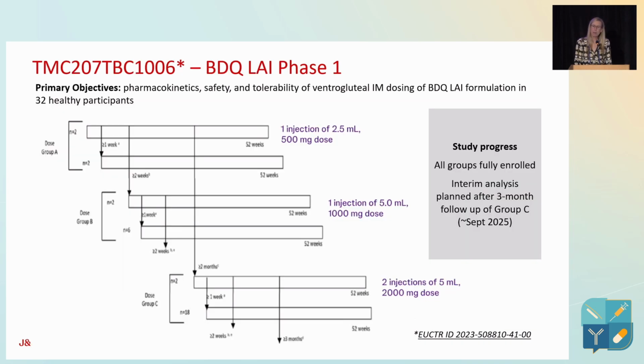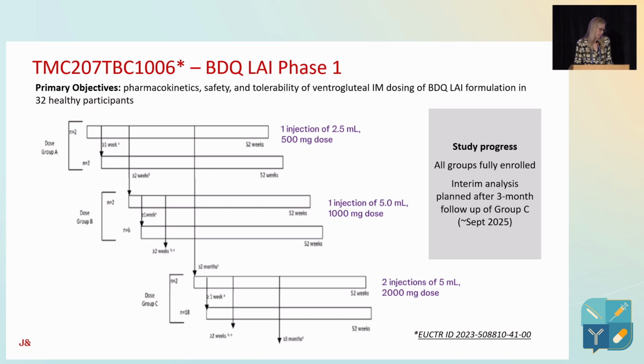So to move into our phase 1, this workshop unfortunately is coming a little bit too soon for us to be able to present the actual data from the phase 1, which we're working on currently. The phase 1 study is a traditional single ascending dose study. It's PK, safety and tolerability measurements. We're doing ventrogluteal intramuscular administrations of bedaquiline LAI dose or doses, in healthy participants at one site in Europe.